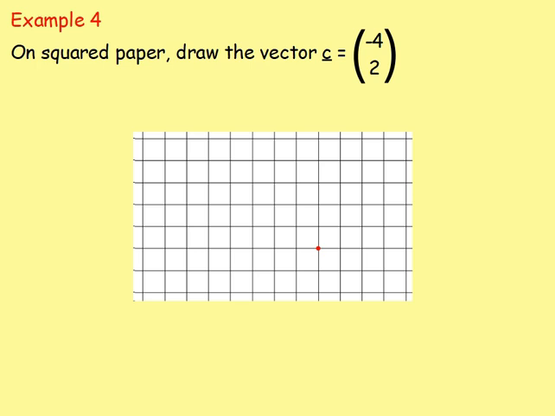Example 4. On squared paper, draw the vector C, which has the components -4, 2. So, because it is -4, Leah, what would you have to do? Good, you would get your start point and then you would... Good, you're moving to the left. 1, 2, 3, 4. Brilliant. So go to the left 1, 2, 3, 4 boxes. After that, Moksha. Brilliant, good, because it's +2, it means we would go up vertically 1, 2 boxes. So we'd have our start point and our end point.